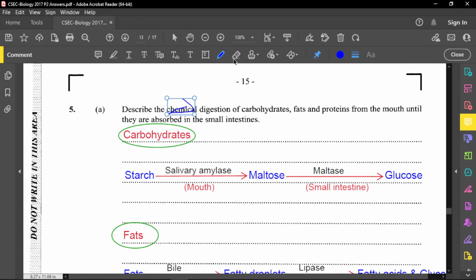All right, let me erase that. All right, so this chemical digestion they're asking you for right here, chemical digestion. And if they ask you for chemical digestion, it doesn't matter where you start, if it's the mouth or not. If chemical digestion is not taking place there, you can't talk about it.